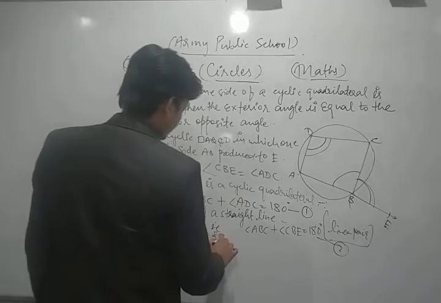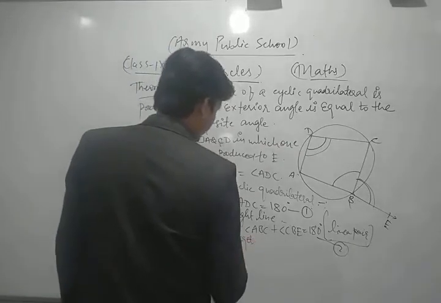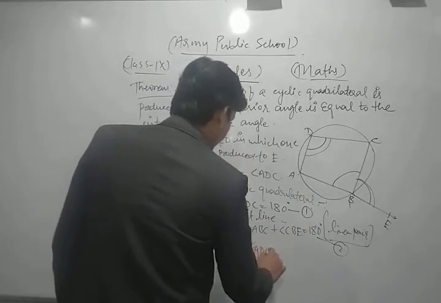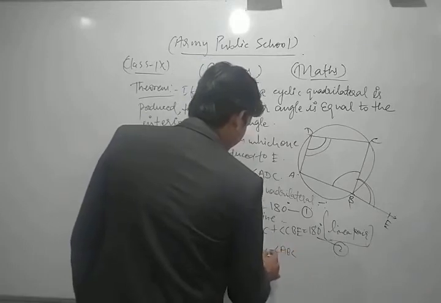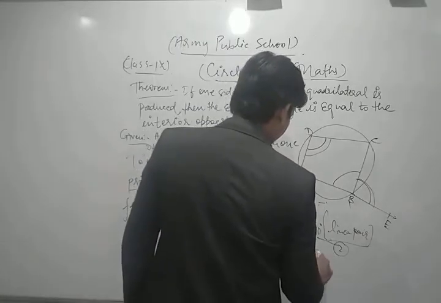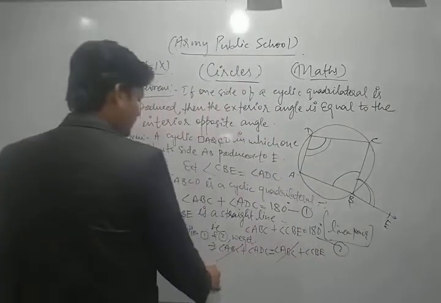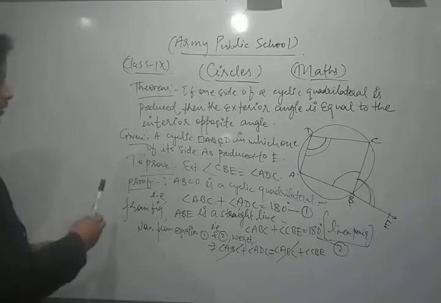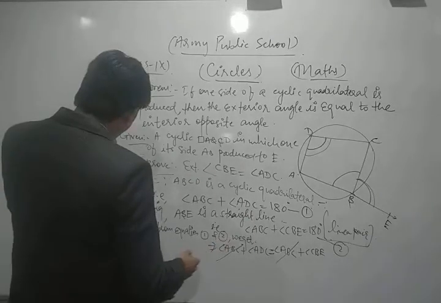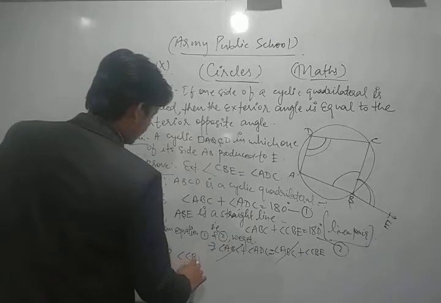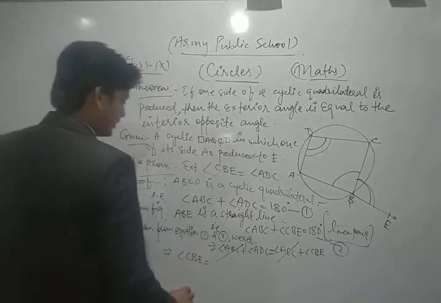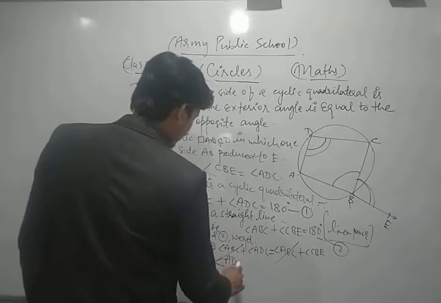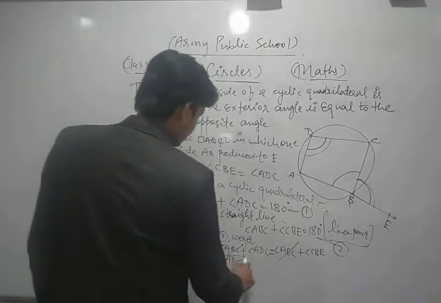From equations 1 and 2 we get angle ABC plus angle ADC is the same as angle ABC plus angle CBE. So ABC and ABC cancel each other. Now we get angle CBE is the same as angle ADC, hence proved.